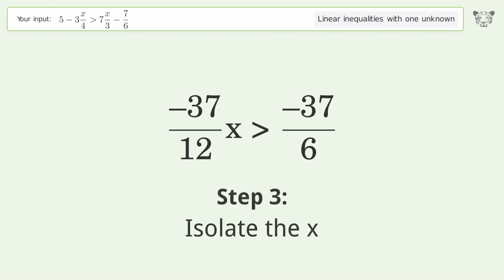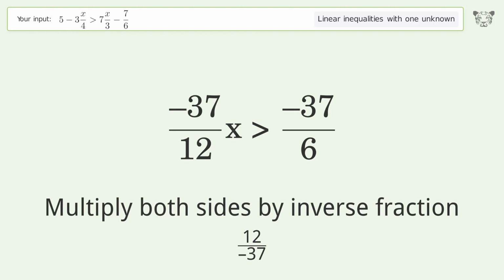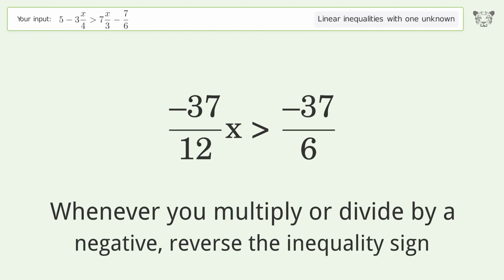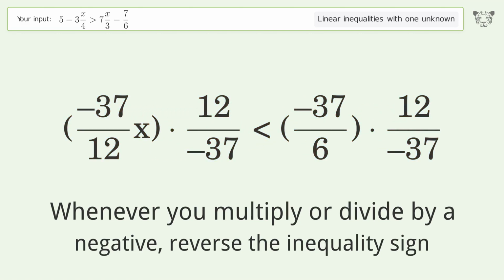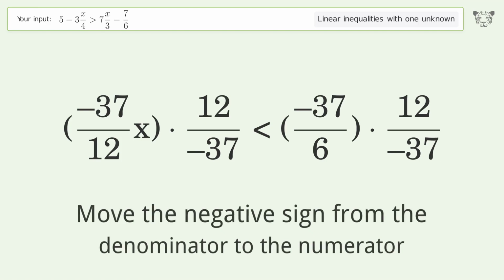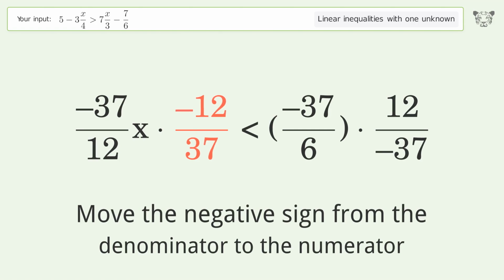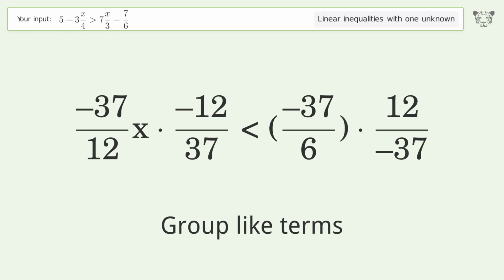Combine the numerators. Isolate the x. Multiply both sides by inverse fraction 12 over negative 37. Whenever you multiply or divide by a negative, reverse the inequality sign. Move the negative sign from the denominator to the numerator. Group like terms.